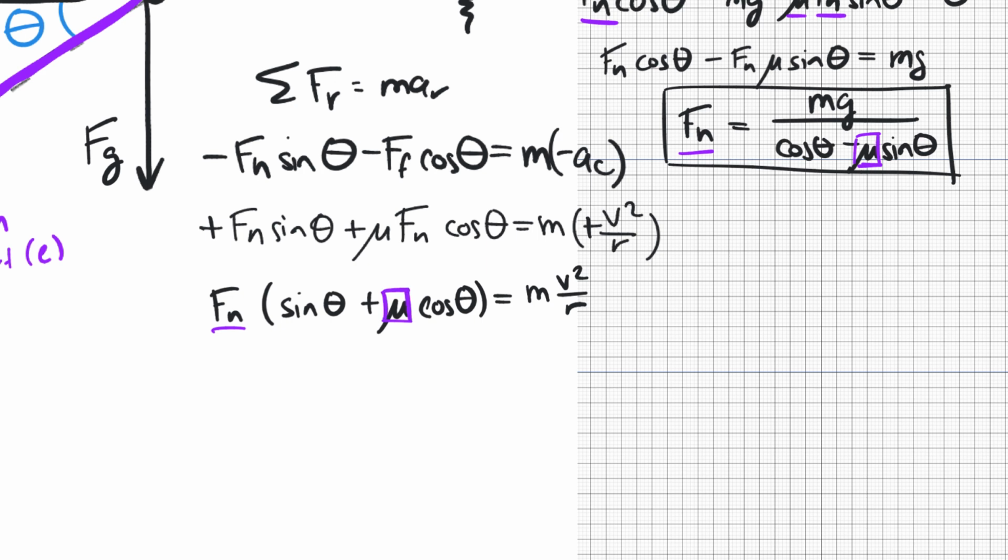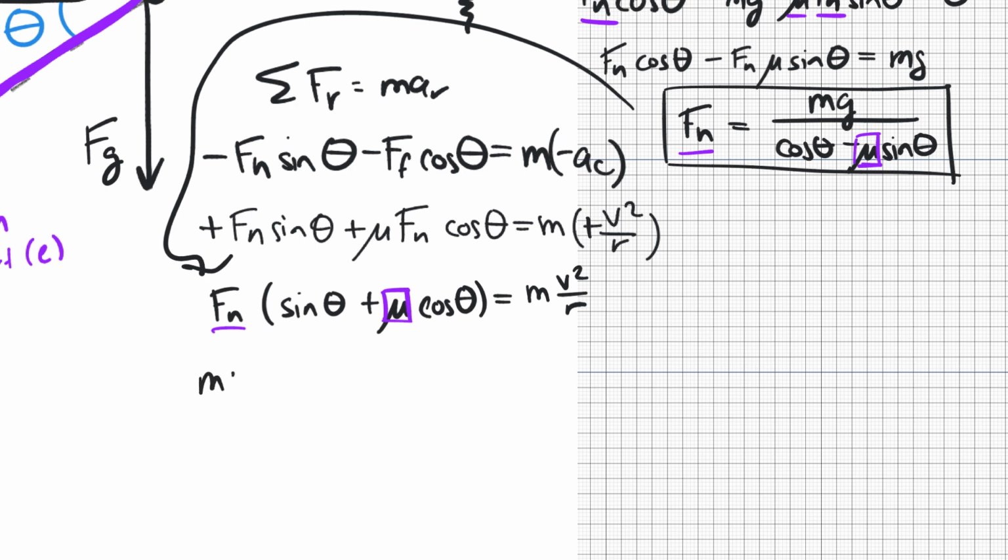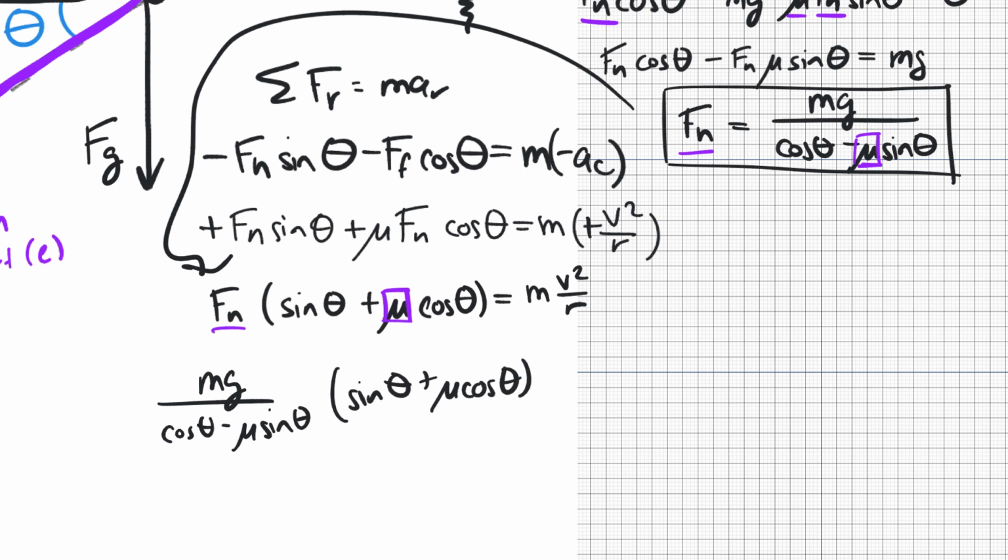And so I think I'm going to put the normal force in now. I'm going to plug in for the normal force. So we'll get m g cosine theta minus mu sine theta, times sine theta plus mu cosine theta, equals m v squared on r. Now, why did I do that? The whole point, of course, was I don't really care what the normal force is. I'm not solving for that, so that's why I plug in for it. So now it's gone, and I just have an equation with mu as my only unknown.